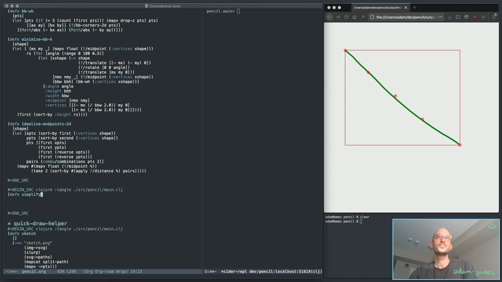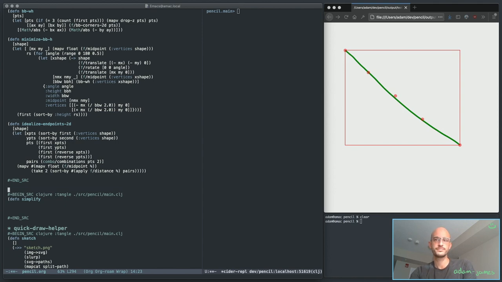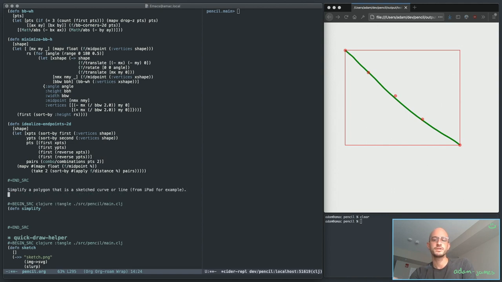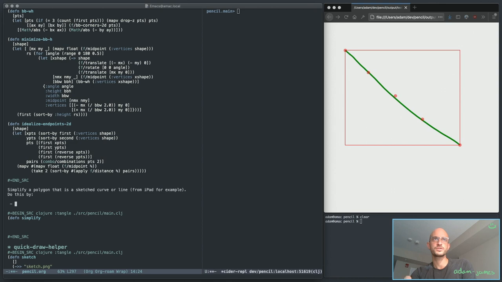Okay, so the basic idea here: simplify a polygon that is a sketched curve or line from iPad. For example, basically to do this by, oops. So the idea I have in my head is to sort by, or first, get idealized endpoints.